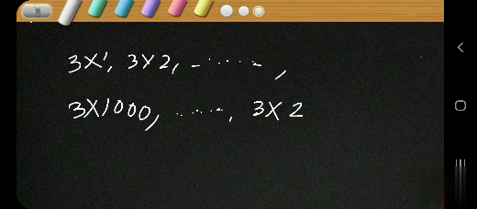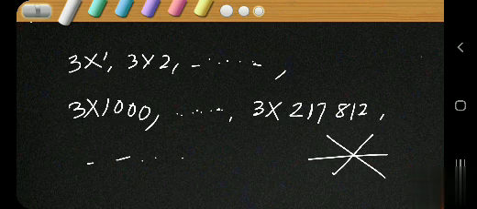3 into 2,17,812 is a multiple of 3, etc. So can you find out the last multiple of 3? No, we can't find out the last multiple of 3. Since we can't find out the last multiple of 3, we can't find out the number of multiples of 3 also. From this, what can we conclude? From this we can conclude that 3 has an unlimited number of multiples. Like this, each and every number has an unlimited number of multiples. So, the number of multiples of a given number cannot be found. Is it clear?